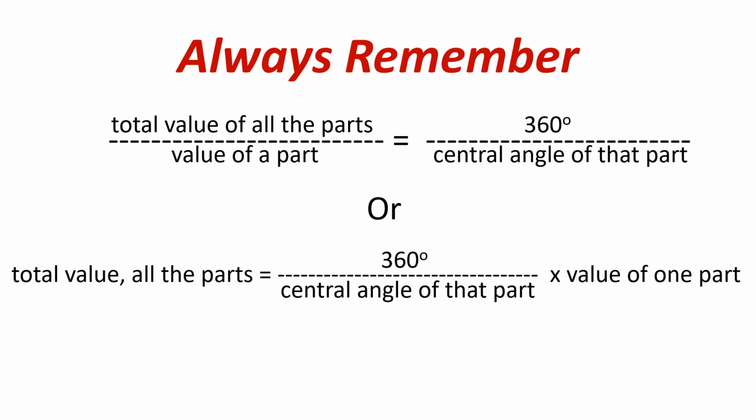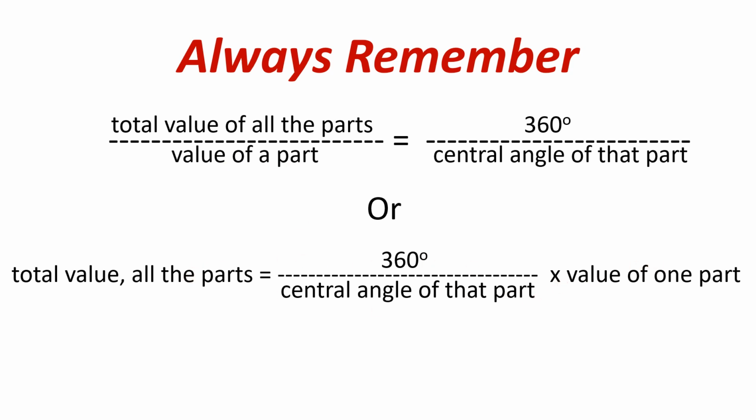Before we proceed further, just memorize these formulas. One is total value of all the parts, that means the sectors which are being represented by these parts. So total value of all the parts divided by value of a single part is equal to 360 degree divided by central angle of that part. Or if you have to find out the total, so total value of all the parts is equal to 360 degree by central angle of that part into, by cross multiplication, value of a part goes here.